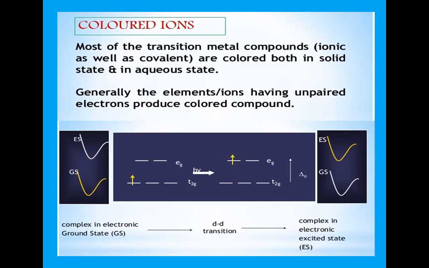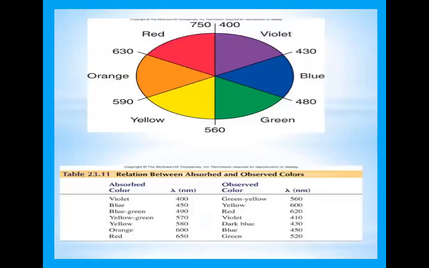So t2g and eg orbitals. t2g means dxy, dyz, dxz. eg means dx square minus y square, then dz square. So under the influence of a ligand, the unpaired electrons present in the lower orbital get excited to the eg orbital, thereby causing d-d transition.